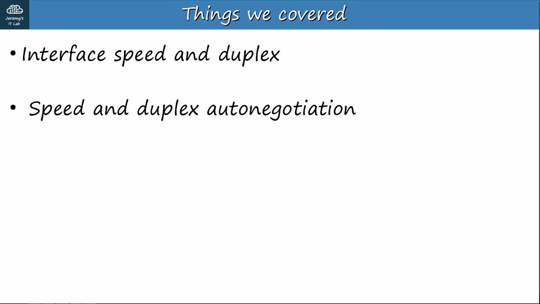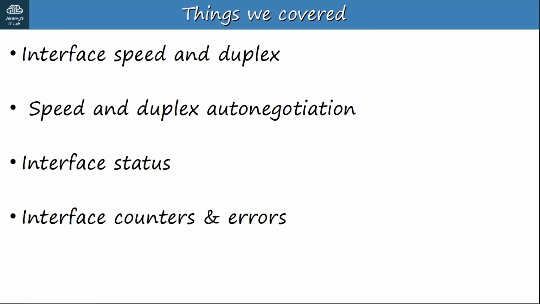We talked about speed and duplex auto-negotiation, which allows devices to find the appropriate speed and duplex settings without manual configuration. We looked a bit at interface status, using the Show Interface Status command, such as the statuses connected, not connect, and disabled. We'll look more at this throughout the course. Finally, we looked at some interface counters and errors, such as runts, which are frames that don't meet the minimum size requirements, and giants, which exceed the maximum frame size requirements.